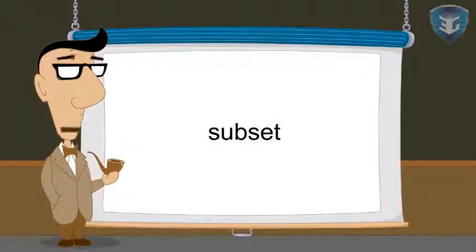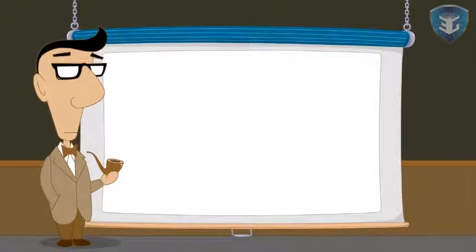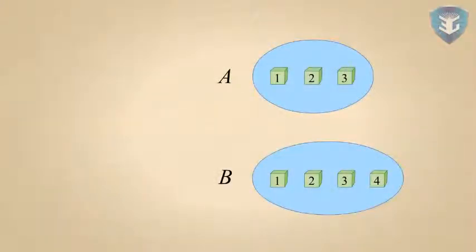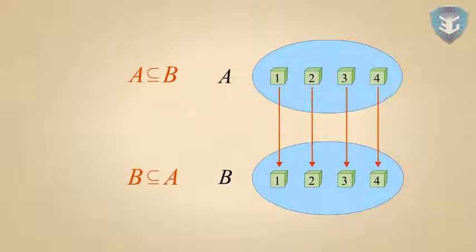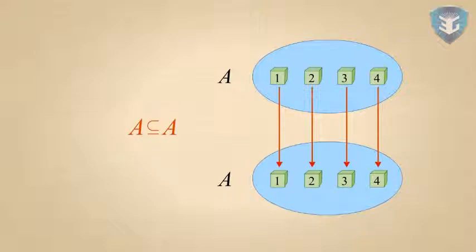Another important relation between sets is the relation of subset. If all the elements of set A are also contained in set B, then we say that set A is a subset of set B. This relation is denoted using the subset symbol. If two sets, A and B, are equal, then they are subsets of each other. This is because all the elements of A are members of B, and all the elements of B are also members of A. So any two sets that are equal are subsets of each other. And since every set is equal to itself, every set is also a subset of itself.